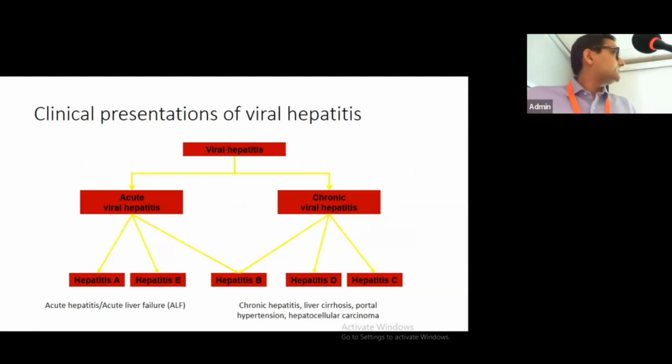So coming to the clinical presentation of viral hepatitis. Viral hepatitis can be divided into two: one is acute hepatitis, second is chronic hepatitis. Acute hepatitis broadly is caused by viral hepatitis A, E, and sometimes hepatitis B, whereas chronic hepatitis, as you know, is caused by B, C, and hepatitis D. When a patient develops acute viral hepatitis, he can progress to acute liver failure, which I will talk about in subsequent slides. When the patient develops chronic viral hepatitis, he can progress to liver cirrhosis, which in turn may lead to portal hypertension and its symptoms, and in turn development of hepatocellular carcinoma.